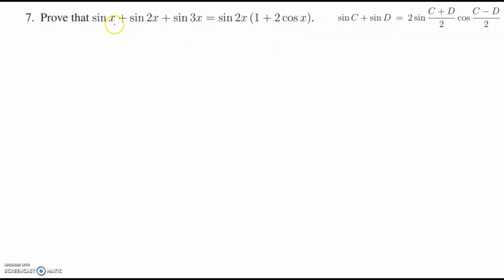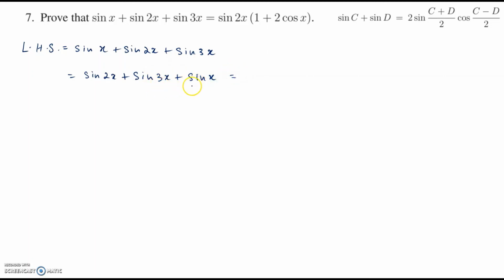Alright, so now let's consider the left hand side. So left hand side is equal to sine x plus sine 2x plus sine 3x. Now let's rearrange this as sine 2x plus sine 3x plus sine x. Now let's take the last two expressions here and use the formula where our C will be 3x and our D would be x.